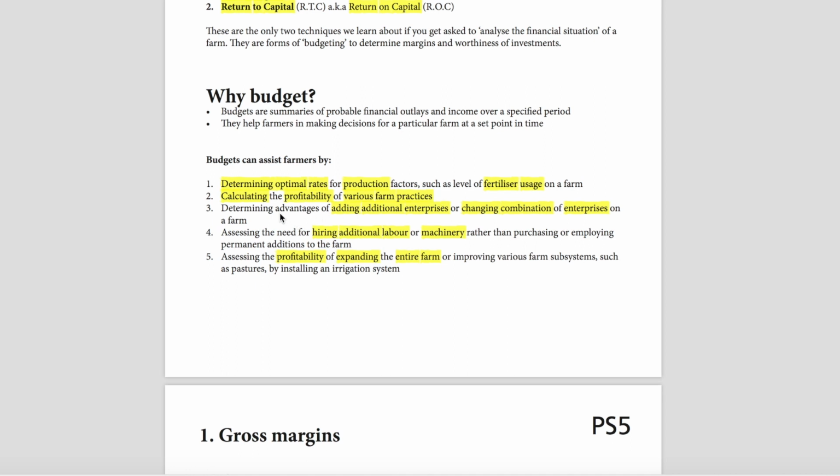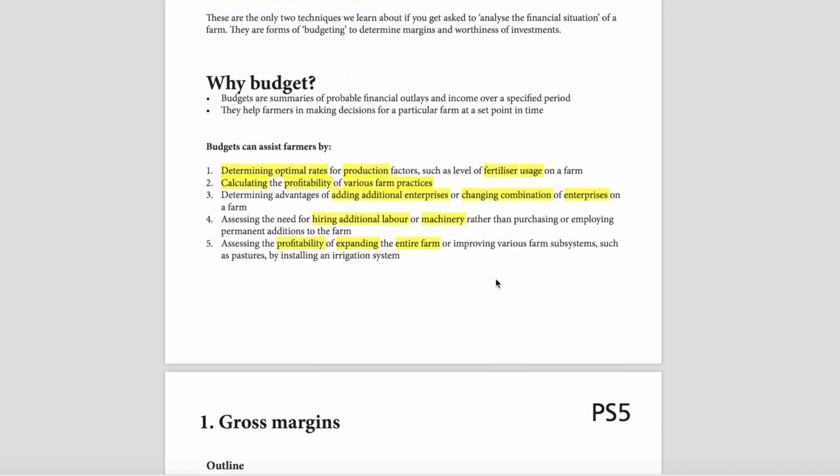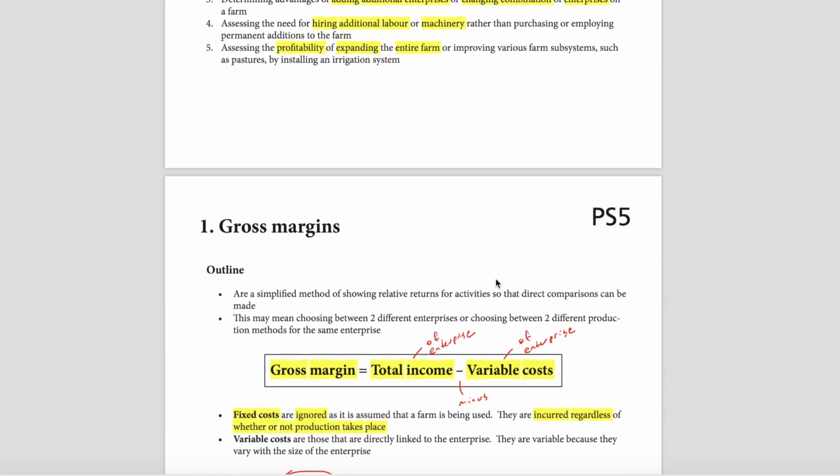You also want to determine the advantages of adding additional enterprises, such as doing sheep as well as wheat, or doing barley instead of wheat, or changing combinations of enterprises. You also might need to work out, is it better if I hire additional people? Will I make more money out of that, or will it cost me more money and I won't make as much return? Also assessing the profitability of whether expanding the farm might be a good idea or not.